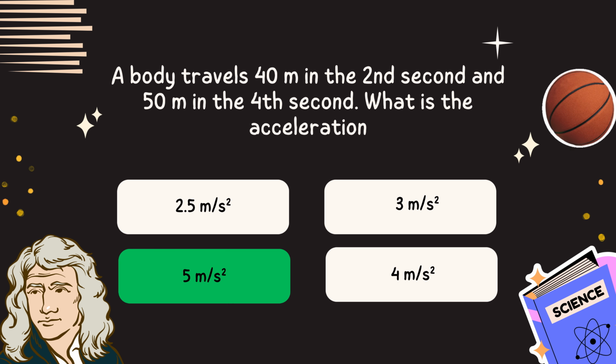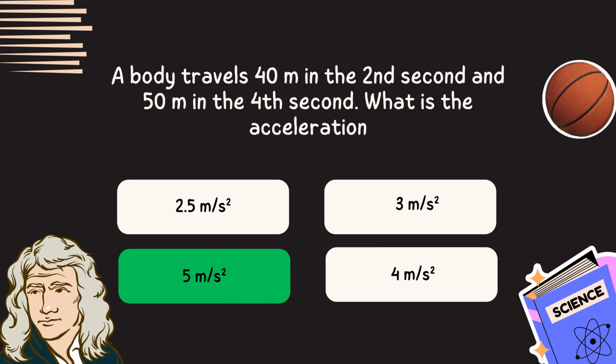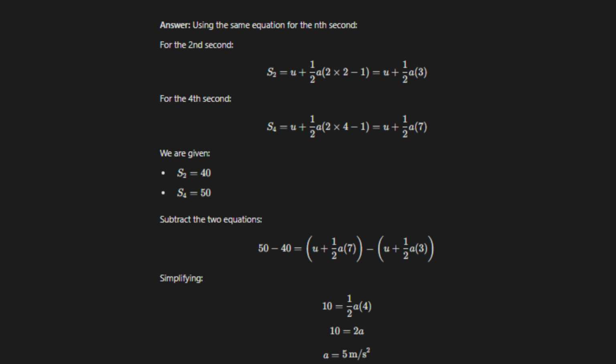Correct option is 5 meters per second squared. We know the distance travelled by the body at the 4th second and 5th second. Substitute these formulae in Sn equals u plus half a into (2n minus 1) and subtract the final values. Here the answer is 5 meters per second squared.